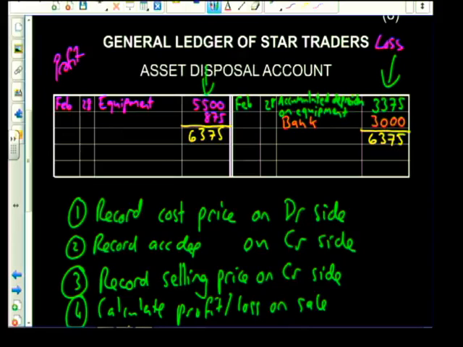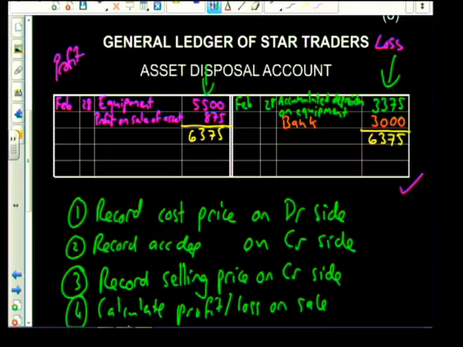Our balancing figure is on the debit side of asset disposal, so that is going to be what we call a profit on sale or profit on disposal of asset. I'm preferring to write sale because it's a bit shorter, I can fit it in more easily. Can you see we've now calculated a profit on the sale of the asset for 875 Rand. Our asset disposal account is balanced out because the debit side equals the credit side, so we've actually finished this part of the question and we can move on.